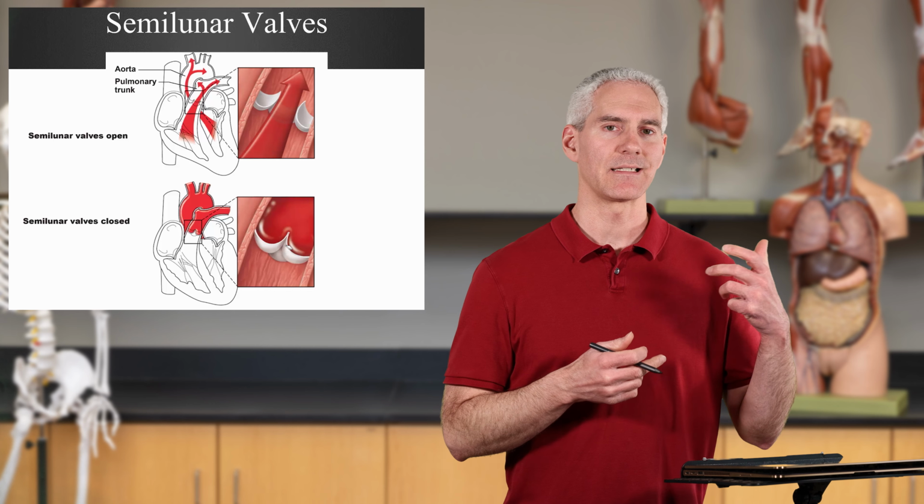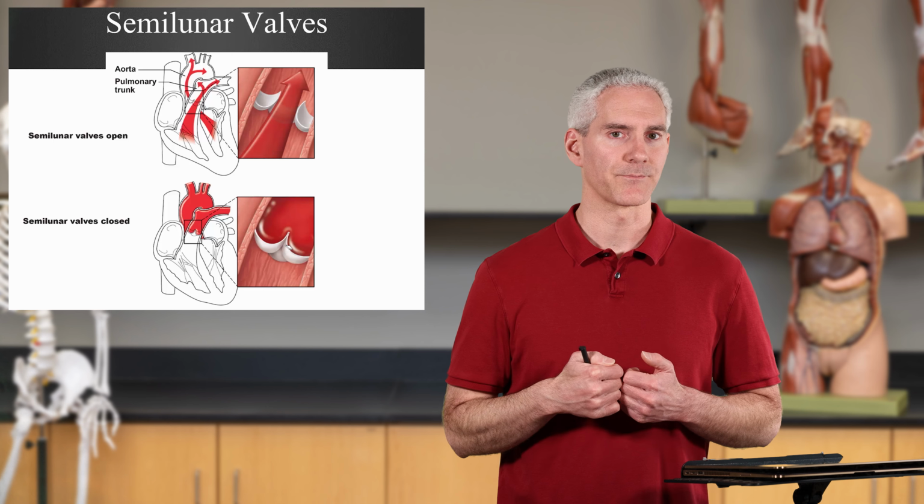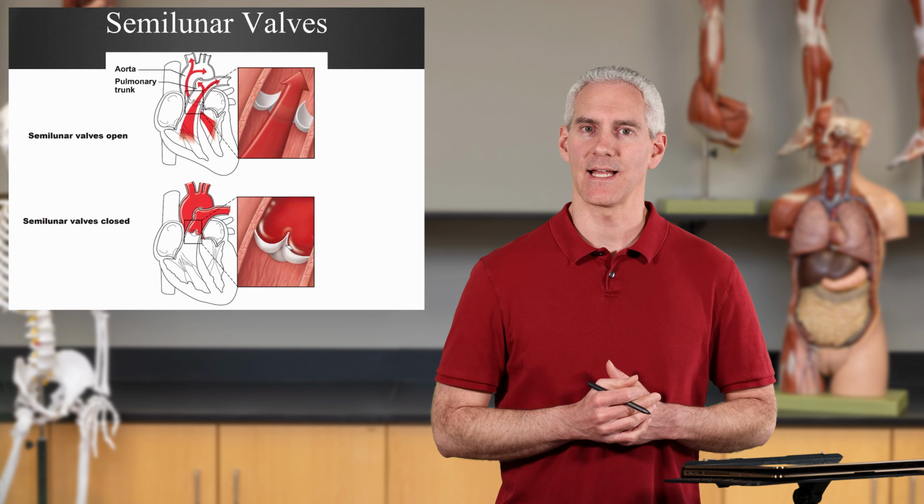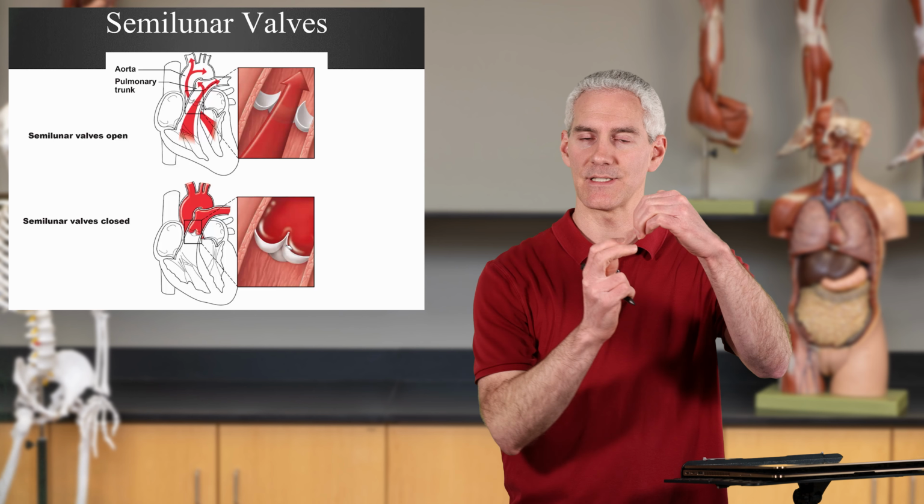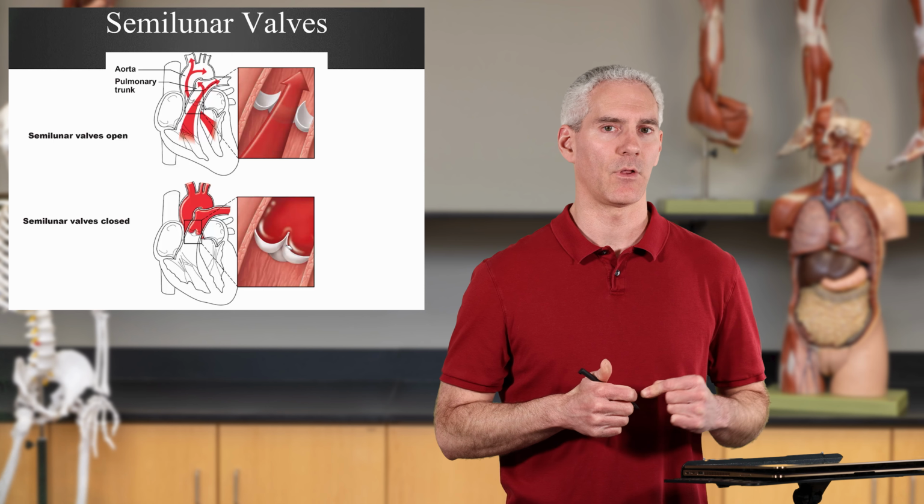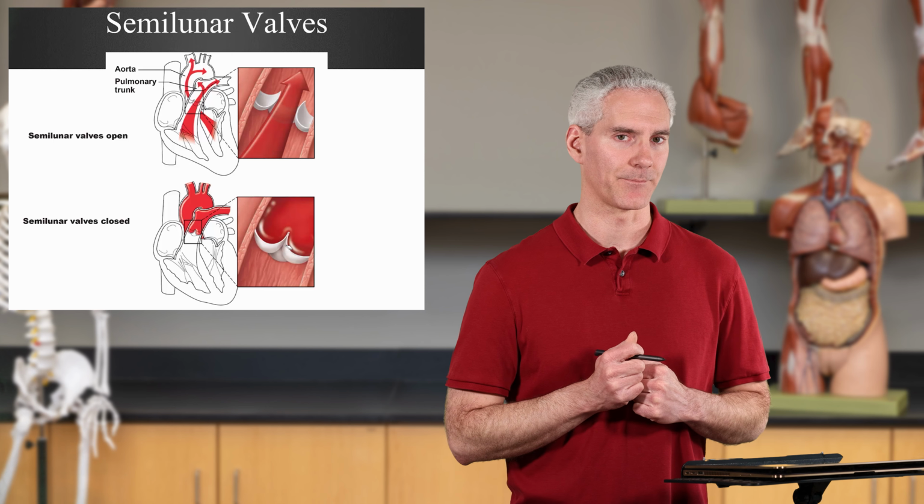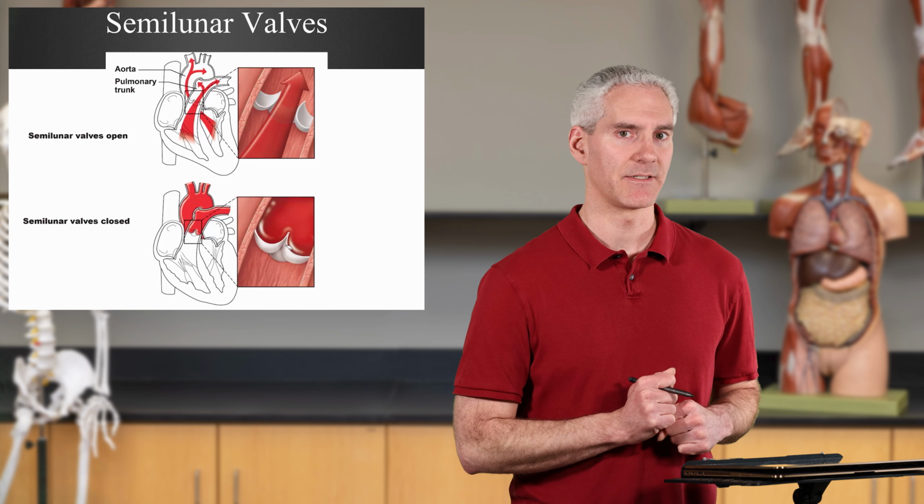So both the semilunar valves, which we're seeing here, these cusps help hold it, and back to the last one we looked at, the AV valves, tri and bicuspid, with their pouches and the chordae tendineae holding, they're all preventing backflow of blood back to where it came from. Blood can only go in one direction, and that's because of these valves.